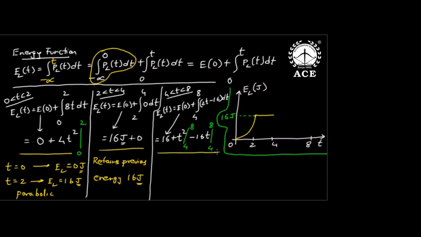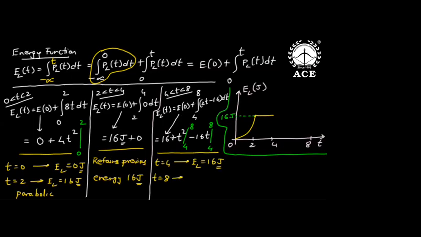Okay, so now if you expand this, how to read this integration? This is like ax square plus bx plus c, parabolic. But how to read? At t equal to 4, initial condition. Before 4, how much is it? Energy is at 16 joules. And at t equal to 8, how much will it reach now?